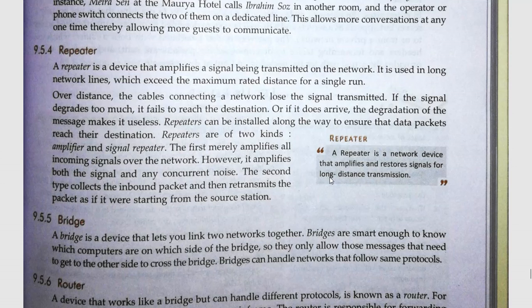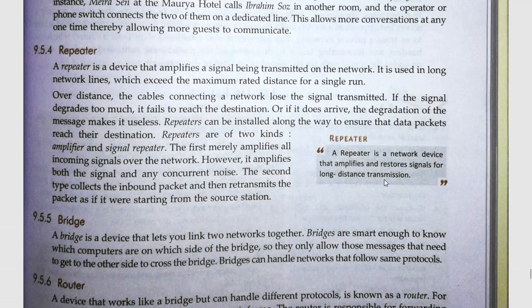Now, suppose you have a network in a very large area. Obviously the same information is traveling across a large geographical area. So when you talk about the repeater, it is a network device that amplifies and restores signals for long distance transmission. If the network is spread over a wide, large geographical area, the signal has to be transmitted at the same strength, otherwise there is loss of data. So the repeater improves the strength of the network by repeating and amplifying that signal to reach the final destination.